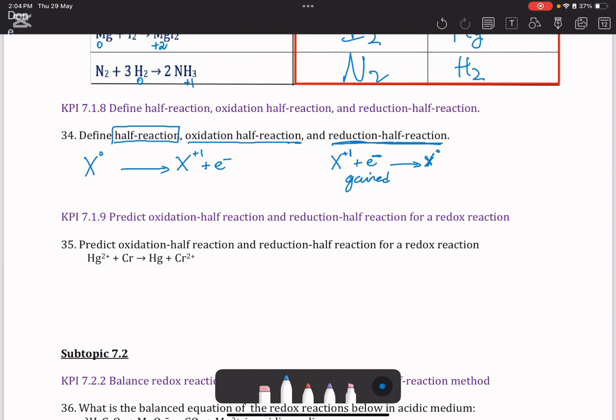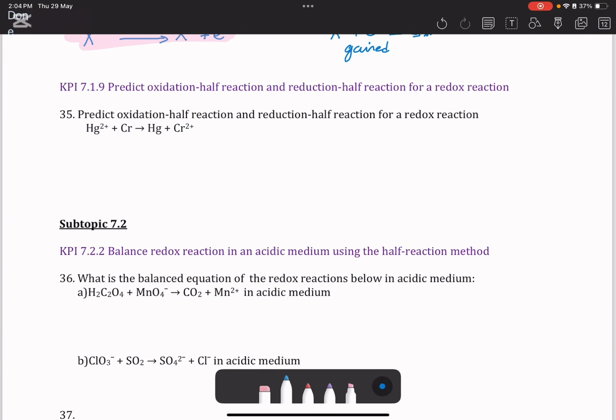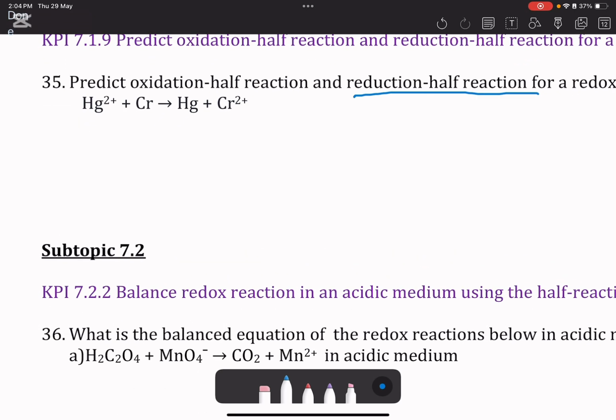Now together, oxidation and reduction happen together. So when I have an overall equation, I call it a redox. Overall, reduction, oxidation. Now what's a half reaction? A half reaction is either an oxidation half reaction or a reduction half reaction. This whole thing is a half reaction. Now, predict the oxidation half reaction and predict the reduction half reaction. It's all related to the oxidation number. The oxidation number was 2, dropped to 0. That's a reduction. So you take this substance, change to this, and you write it.